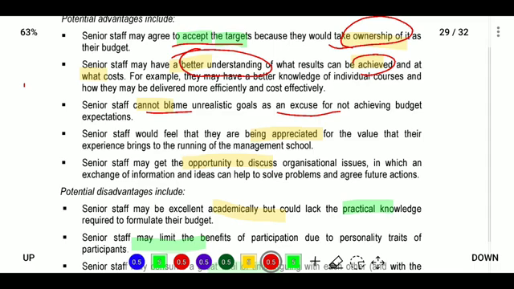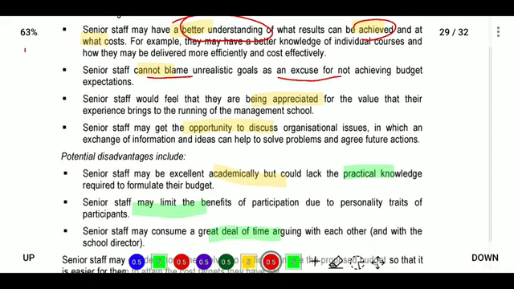When they are involved, they will provide the scenario: if you go this way, what is the scenario. If they did not explain it at the time of preparation, they are silent when the goal is not reached. They do not have the right to talk at that time. Next, senior staff would feel they are being appreciated.